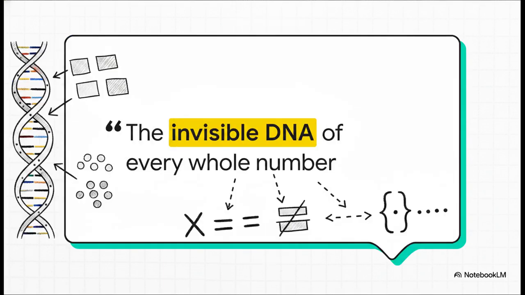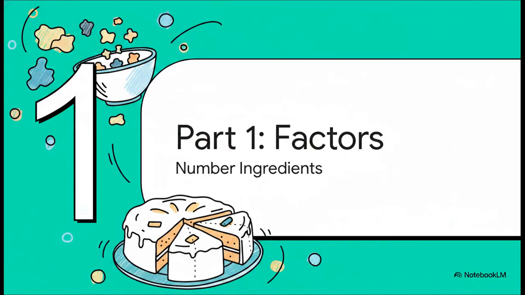To understand why, we really need to look at what we're actually dealing with today. We're talking about the invisible DNA of every whole number, multiples and factors. Seriously, I want you to stop thinking of these as just boring vocabulary words to memorize for some test. They absolutely aren't. They're the underlying genetic code that cracks algebra, simplifies fractions, and honestly, makes complex equations an absolute breeze.